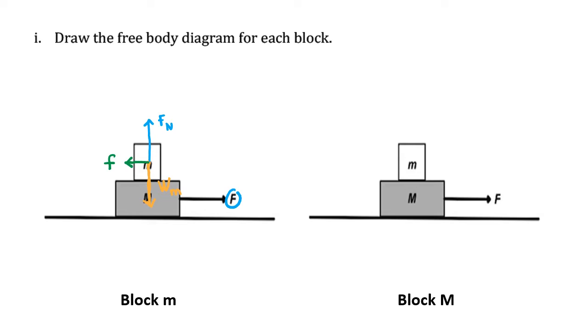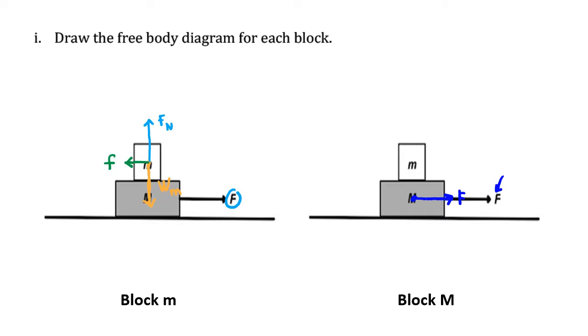On the other hand, for the bigger block, capital M, the forces acting on it would be the following. So we already have the applied force. So we have the applied force here. That is our applied force. And it is actually this force right there. But since we're drawing a free body diagram, we start from the center of that object, or we represent the object as a dot.